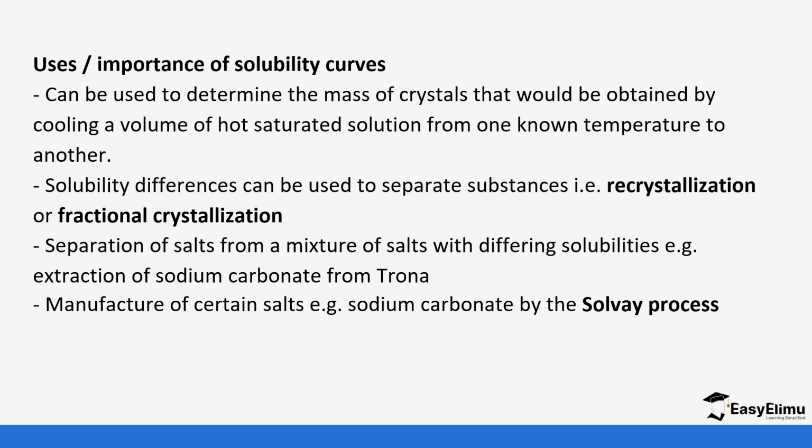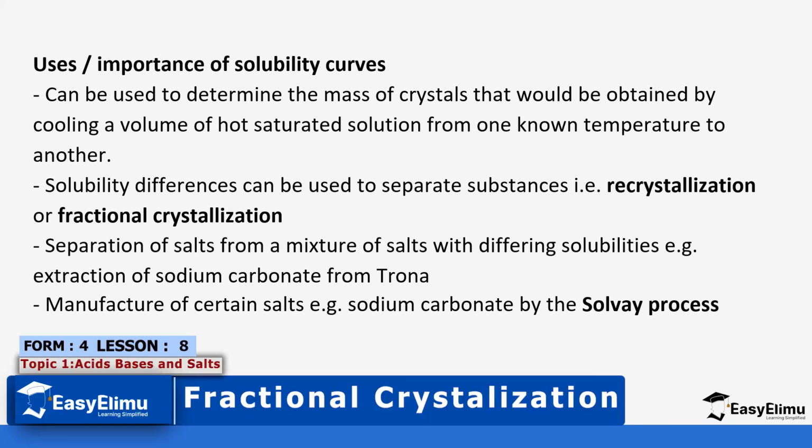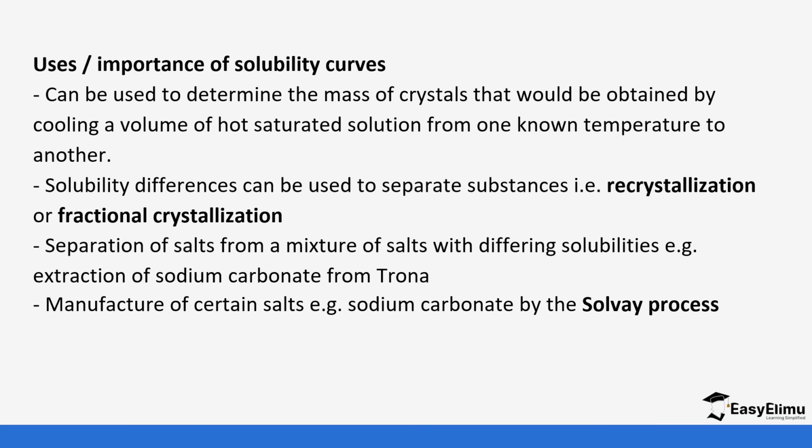For example, in the extraction of trona, we know this is the principle that is used. In extraction of trona, we have trona and sodium chloride that are usually mixed, and they are separated depending on how they crystallize at different temperatures. It also helps in the manufacture of certain salts, like in the sodium carbonate Solvay process. We form ammonium chloride and sodium hydrogen carbonate, which crystallize at different temperatures. That's why we are able to separate sodium hydrogen carbonate from ammonium chloride.